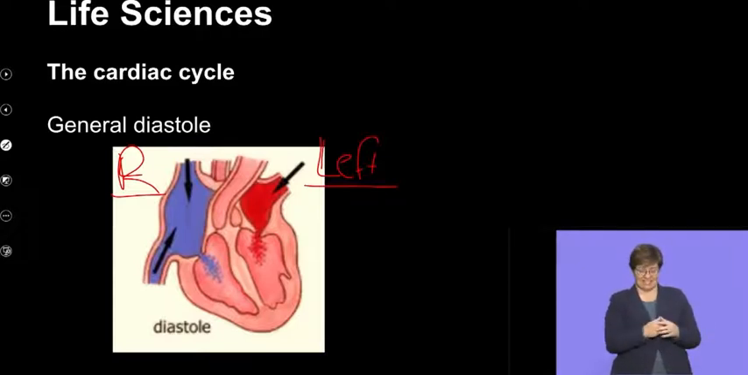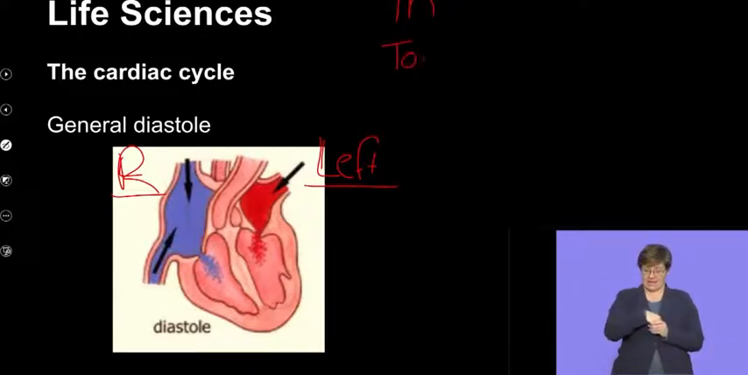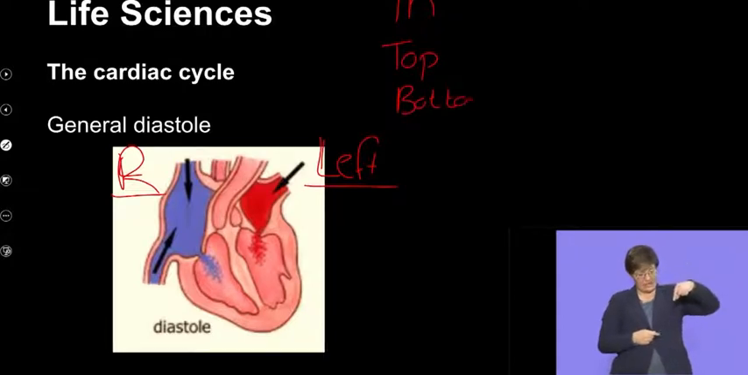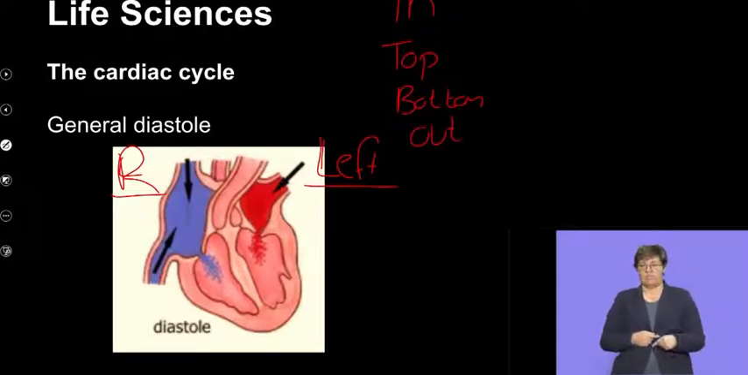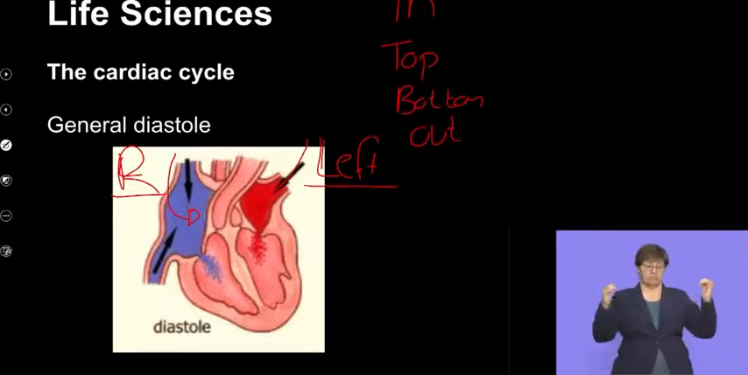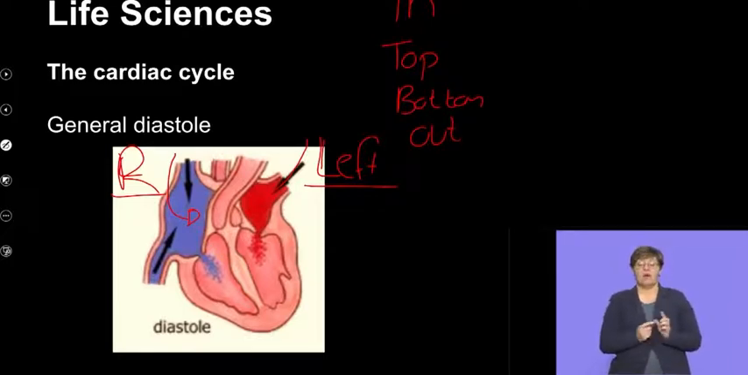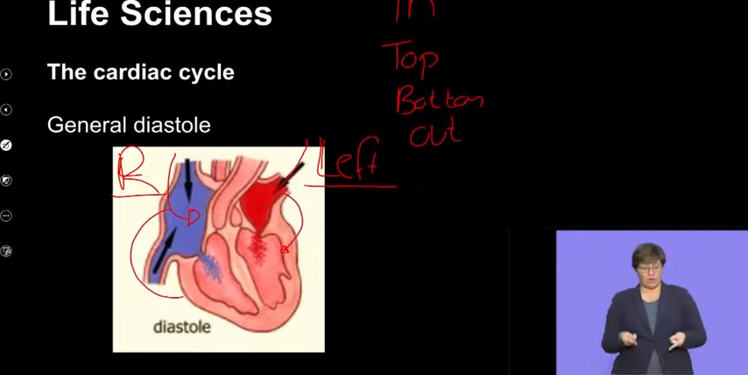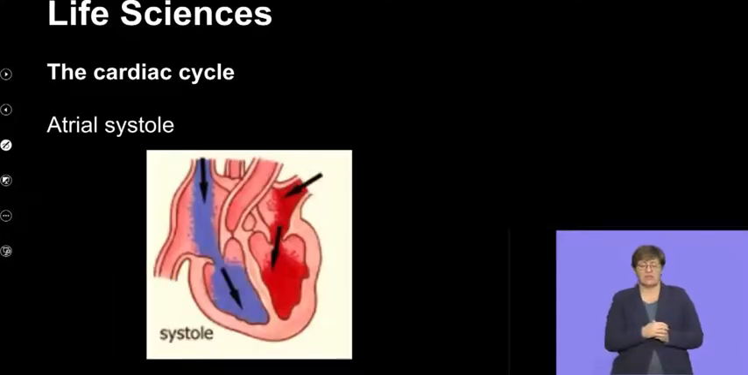Now, I want you to imagine the first thing is the heart relaxing. It just relaxes. And when it relaxes, I'm going to write this. Blood must come in. It must go to the top, go to the bottom, and it must go out. Always remember those three: in, top, bottom, out. And when my heart relaxes, the blood flows into the top chambers, into the atria. It's relaxed, and it can just flow in. Then I need to get it from the top to the bottom. So how do I do that? I've got a muscle. So how does a muscle work? A muscle squeezes. And what's a word for squeezing? Squeezing is systole.